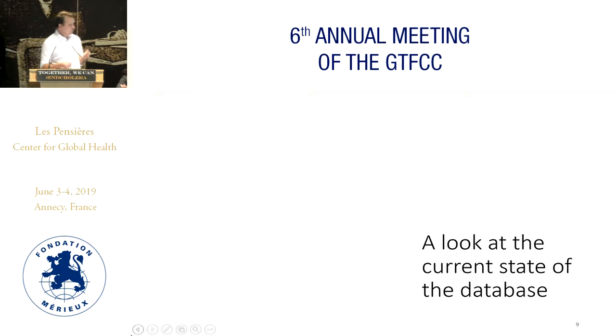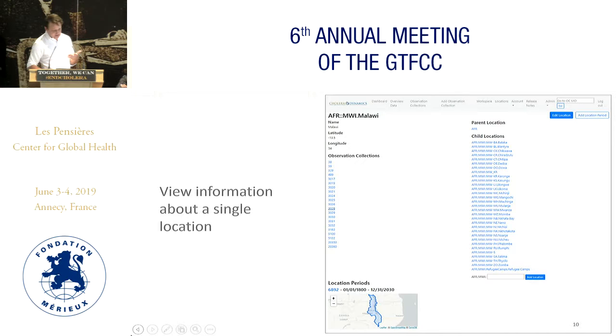So just briefly to show you what we have done and what we use now. This is a screenshot for information about a single location. This is Malawi. It has a location period, and the borders of Malawi haven't changed over the course of our data, so it has a standard location period. We have a bunch of observation collections which correspond to documents that have information about the incidence of cholera and the burden of cholera in Malawi. And then we have child locations that correspond to the administrative subsections of the country.